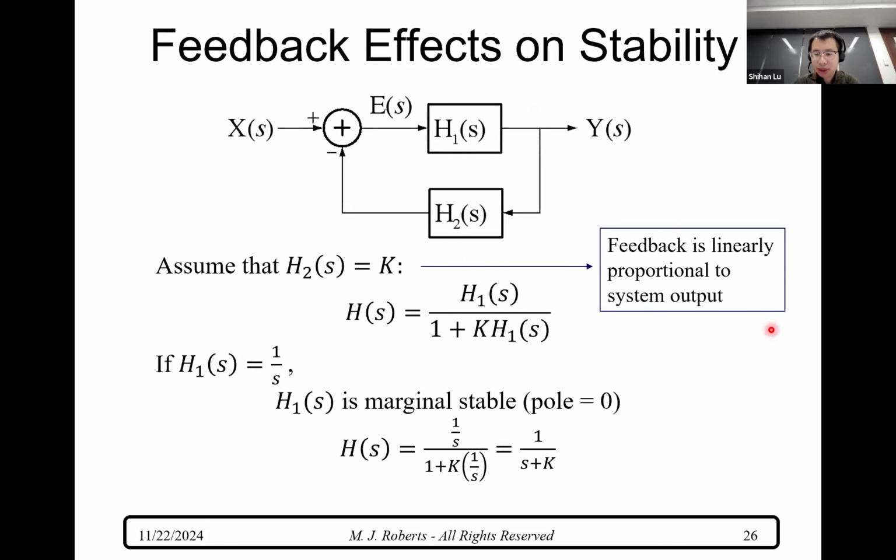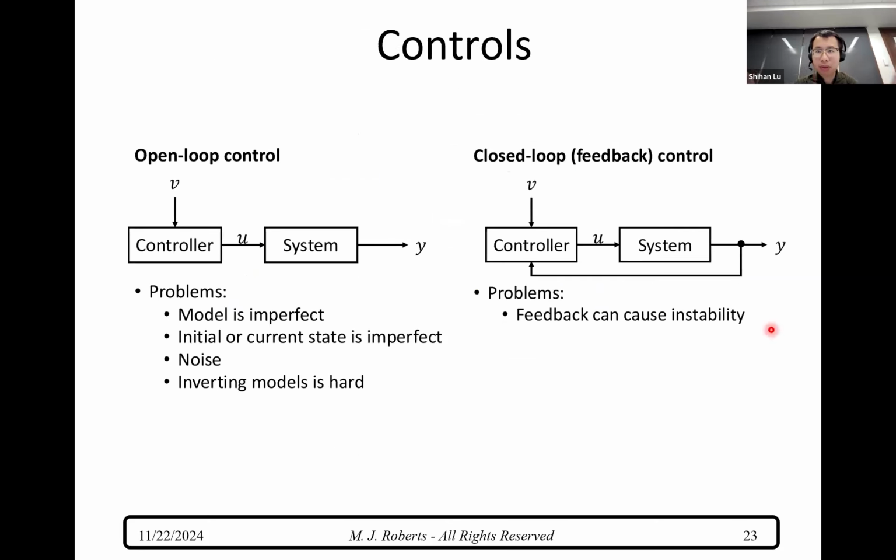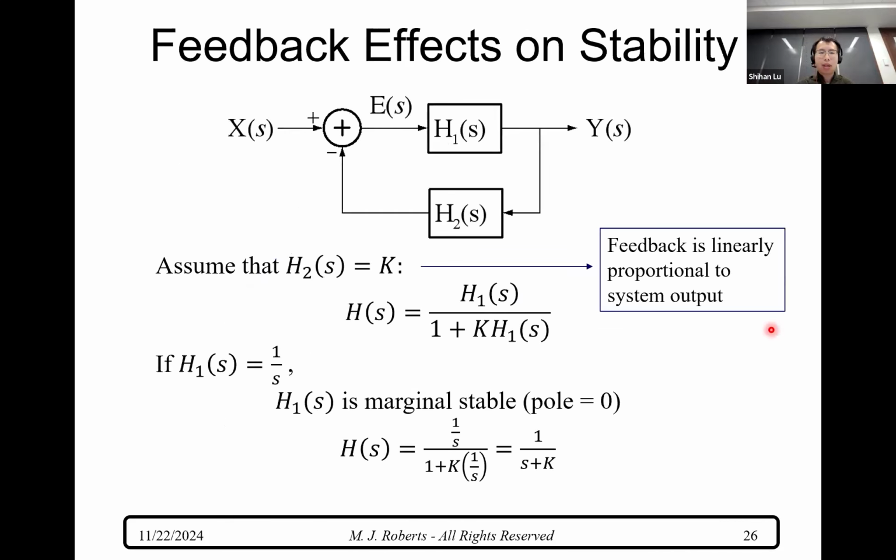As we said, remember when we talked about these two types of classic control methods, open loop versus closed loop, or feedback control. The problem on the closed loop, or feedback control, side is that feedback can introduce instability to the system. So now let's take a look at what the effects of this feedback are on the system stability.